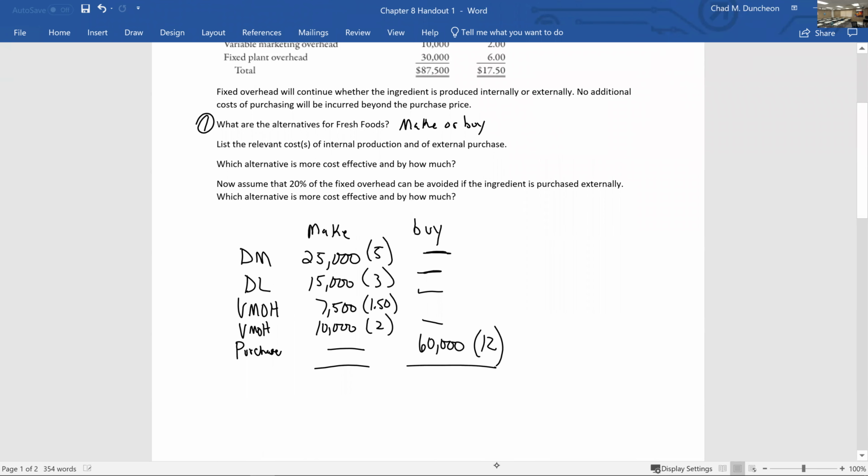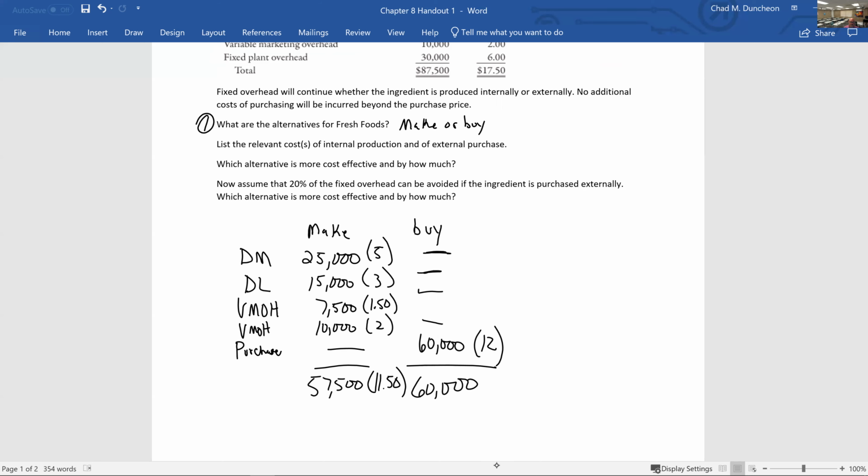If we added all these up, you'd see it would be cheaper to make them instead of buy them, because it's only going to cost us $57,500, or $11.50 per unit, to make, compared to the $60,000 if we were to buy them. So our decision on this first part would be that we want to make.